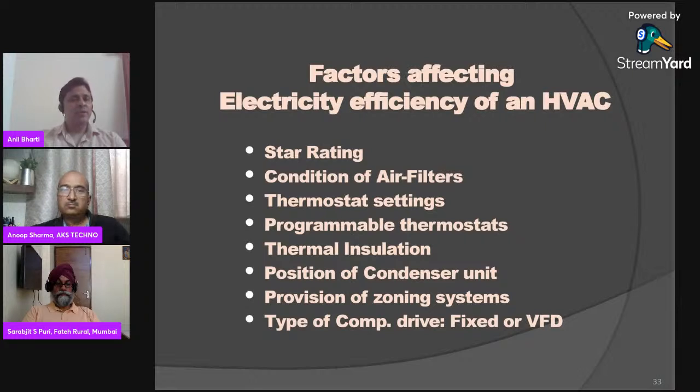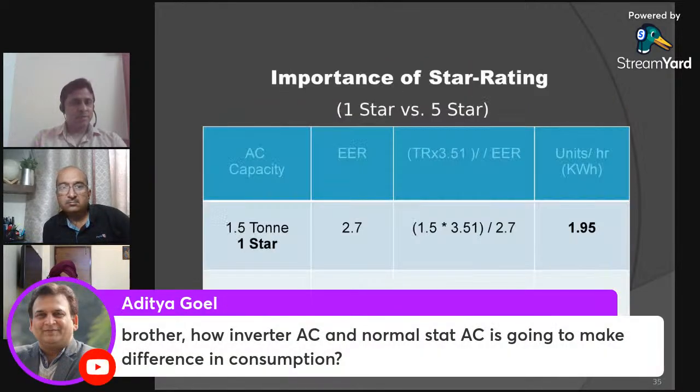Then what is the condition of air filters? What are the thermal settings? Is there any programmable thermostat installed in the system, or are you using a programmable thermostat? What is the thermal insulation? What type of thermal insulation are you using? Then position of the condenser unit, position of the zoning, provision of zoning systems, and last is the type of compressor, whether the compressor is a fixed drive or a variable frequency drive. अभी ये one by one हम discuss करते हैं आगे. These are very important things. अभी आपको ये थोड़ा सा रियलाइज होगा.